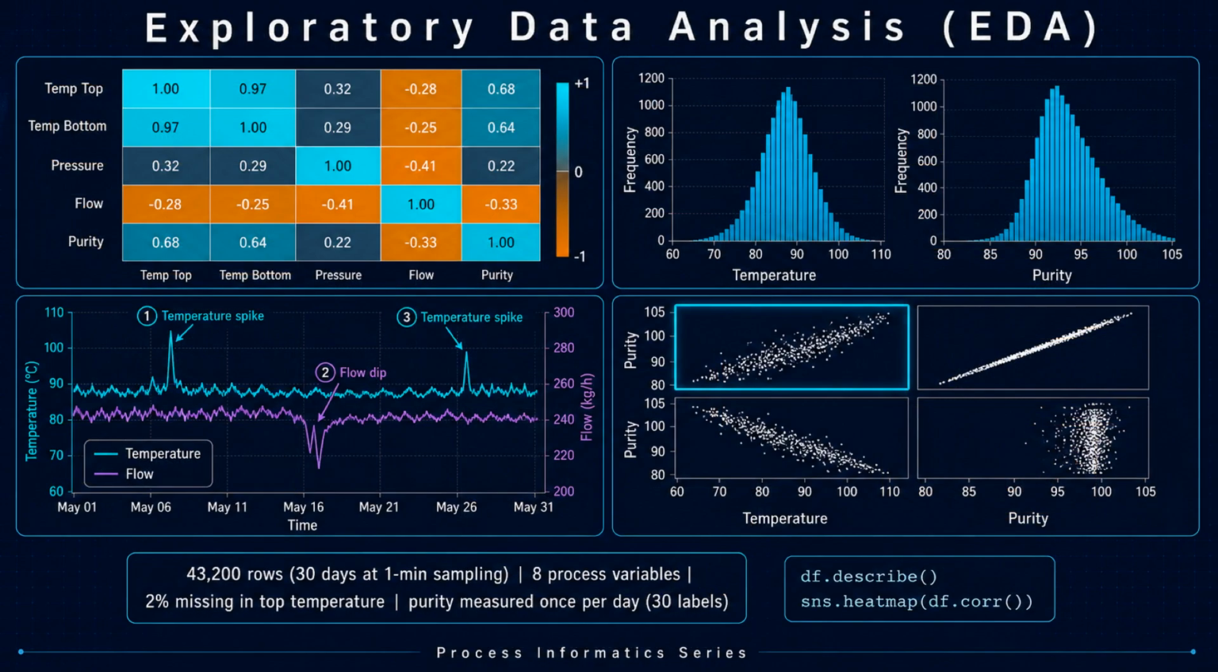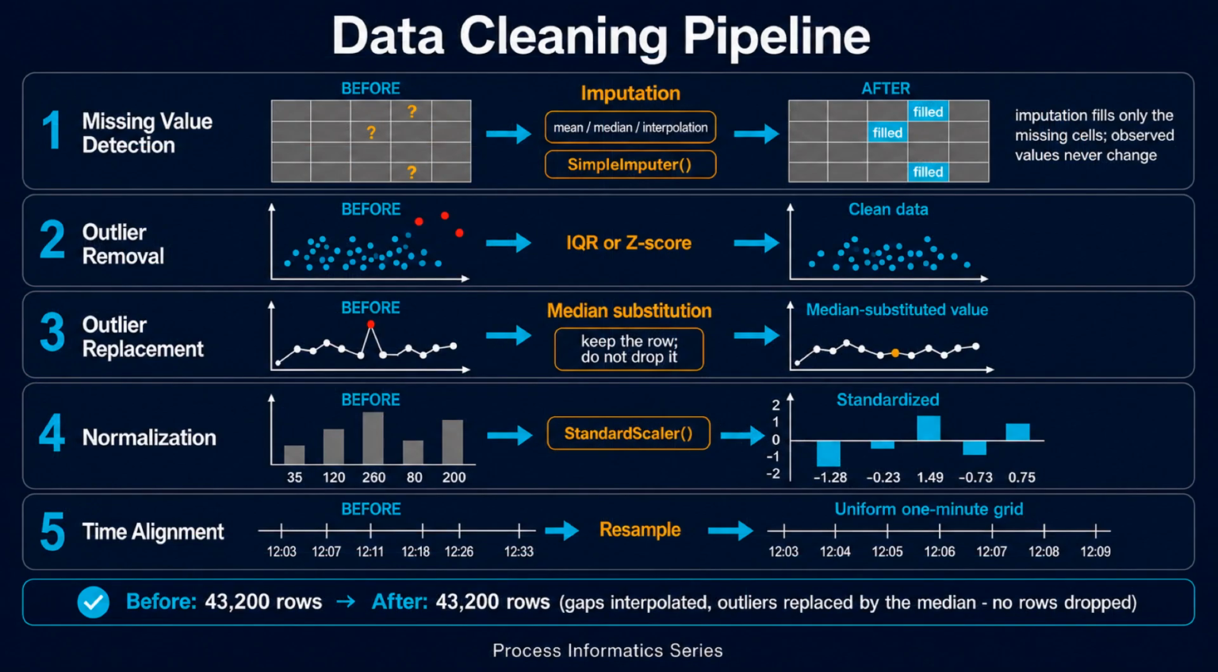Before modeling, we must understand our data. Time series plots reveal operating patterns, day versus night shifts, weekend slowdowns, and campaign changes. Correlation analysis identifies relationships. Temperature sensors often correlate strongly with each other, indicating multicollinearity we will need to handle. Distribution histograms show variable ranges. Missing value detection is critical. This exploratory data analysis phase often takes longer than modeling, but pays dividends in model quality.